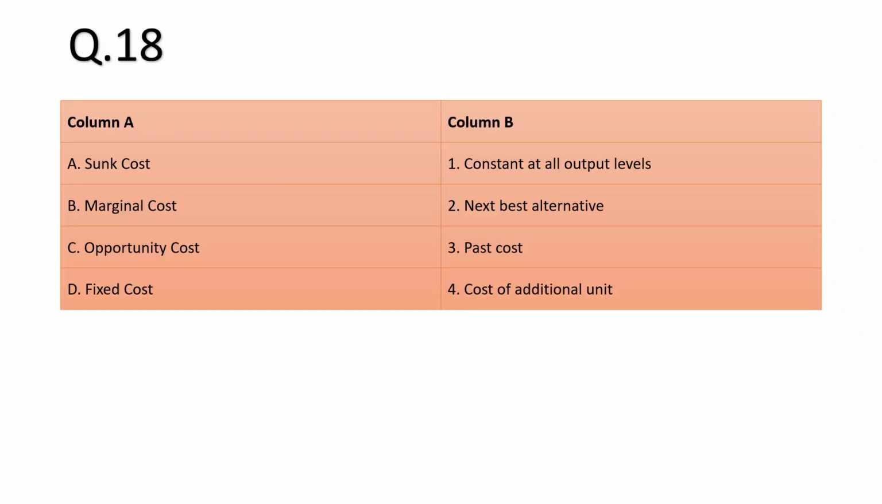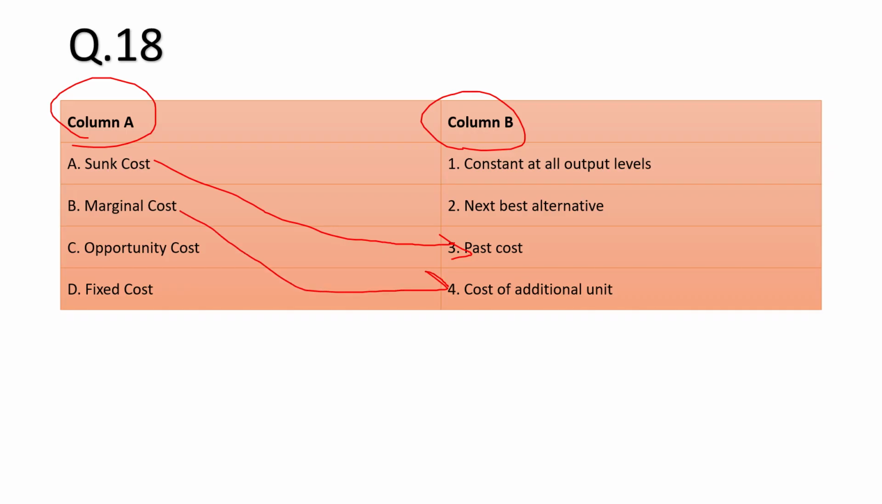Next one is based on types of cost and their meanings. Sunk cost, your past cost. Marginal cost, cost of additional unit. Opportunity cost, next best alternative. Fixed cost, constant at all output levels, like your rent.